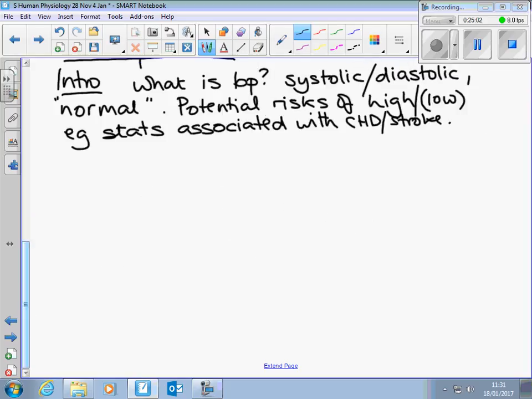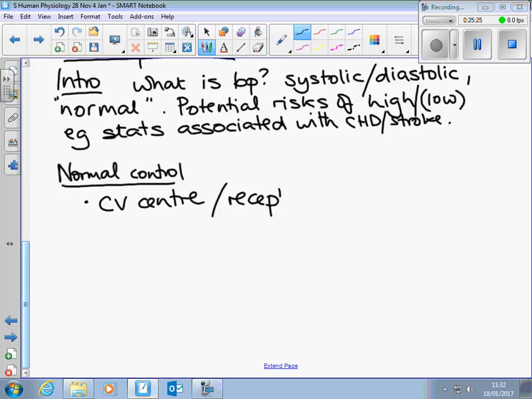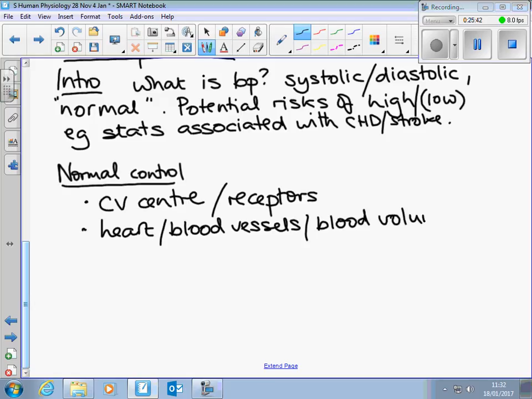You then, under your normal control, well, you've got that rather scary flow chart in the handouts there. So you'd be doing things like the cardiovascular centre. You'd mention that. You'd talk about the receptors that pick up changes, so that's part of the normal control. You would look at things like heart, blood vessels, blood volume as being involved. Those are on that sheet.